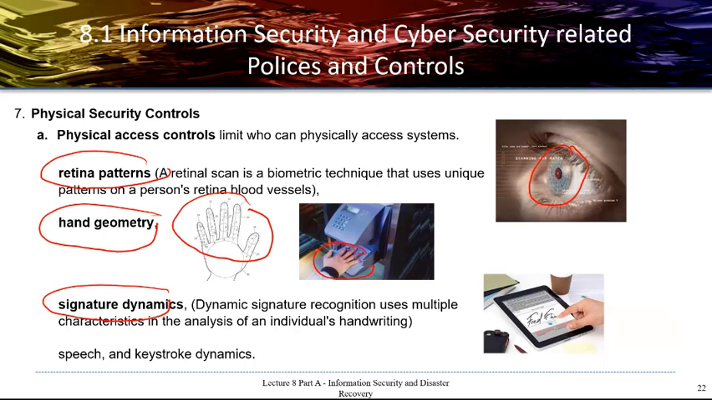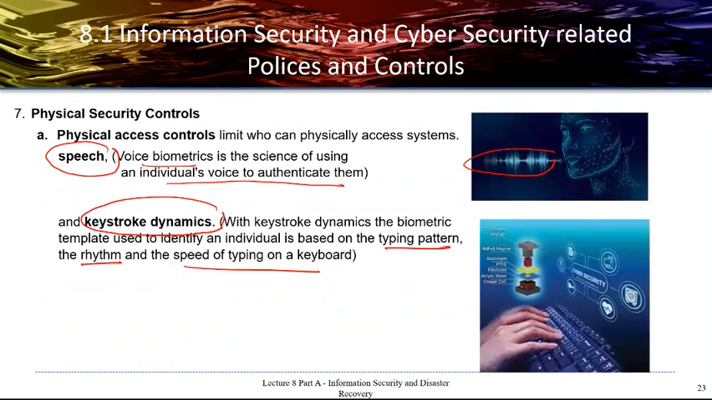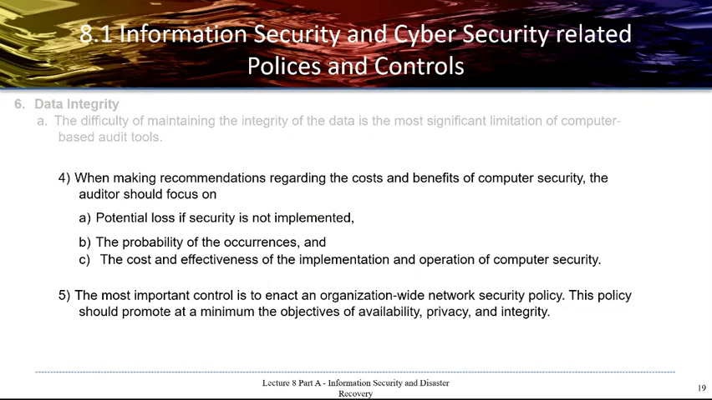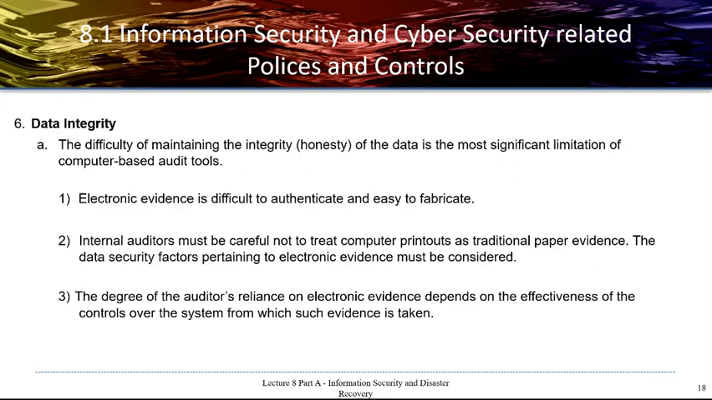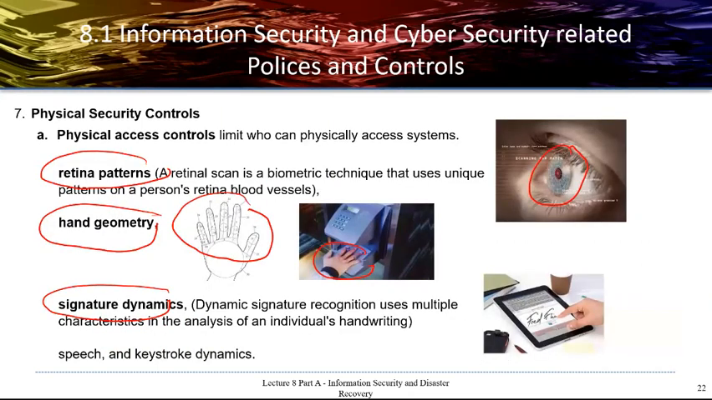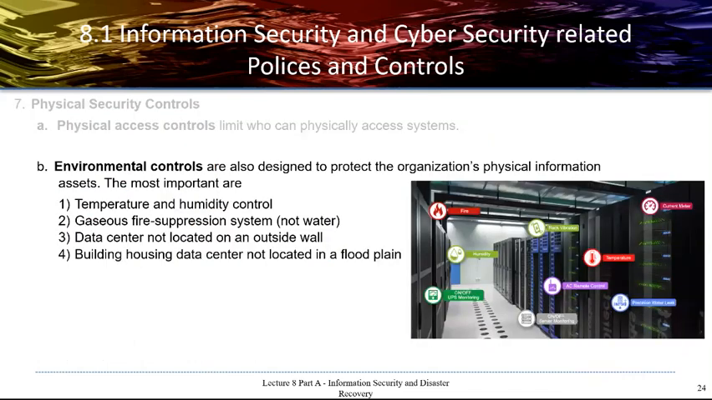So these are the physical security controls available. And also for biometrics, there are two more: speech and keystroke dynamics. Any of these you can use as a biometrics control. So basically three ways of physical access control: password, or magnetic strip or chip, and then the biometrics. Biometrics has multiple variations. Then we discussed the environmental control, especially in a data center environment.